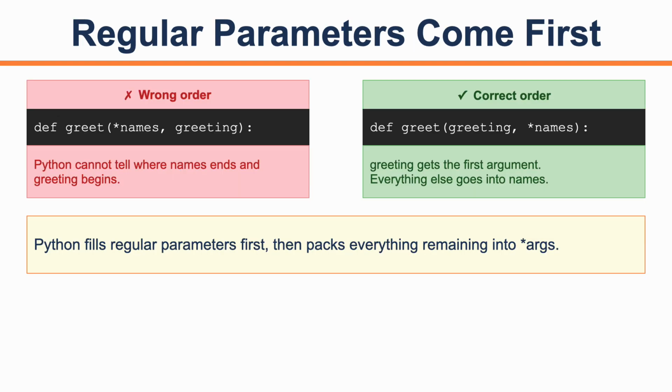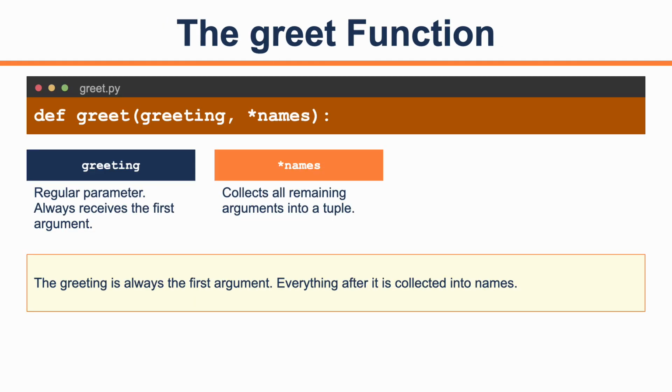Regular parameters must come before args in the function definition. Python fills regular parameters first, using the values you pass in order. Everything left over after that gets collected into args. The function greet takes a greeting as a regular parameter, followed by any number of names collected through args. The greeting is always the first argument. Everything passed after it goes into the names tuple.